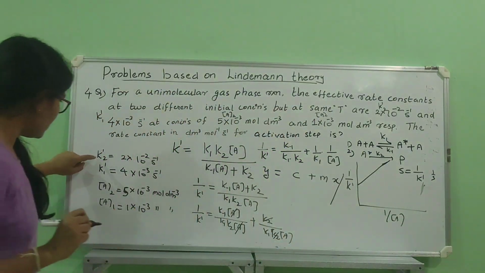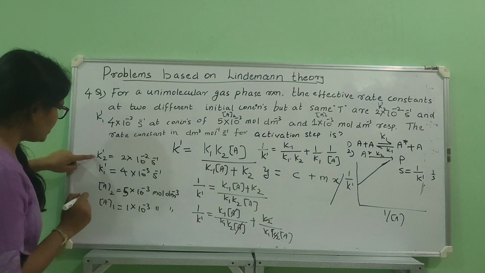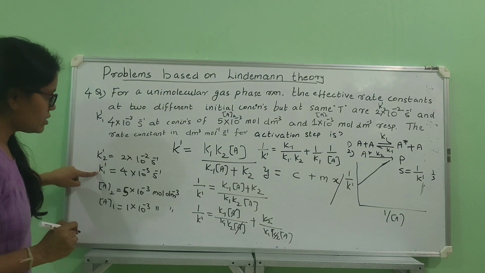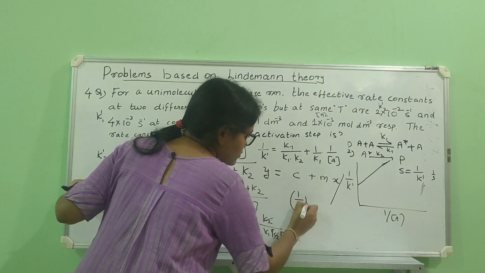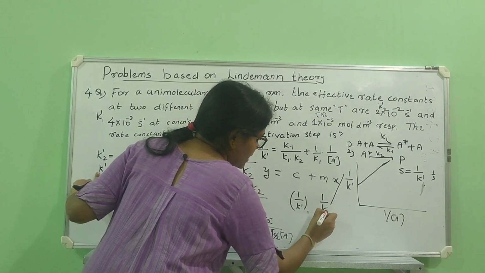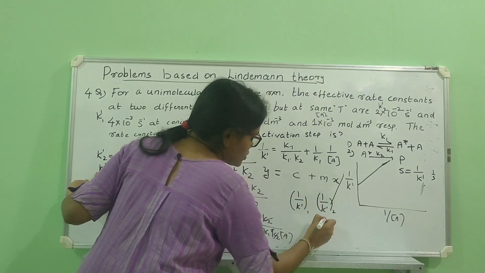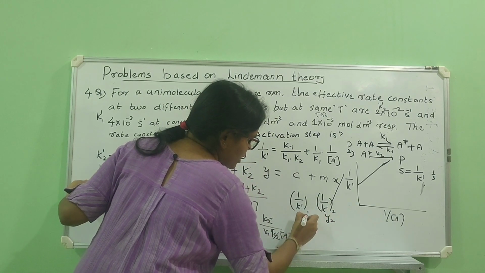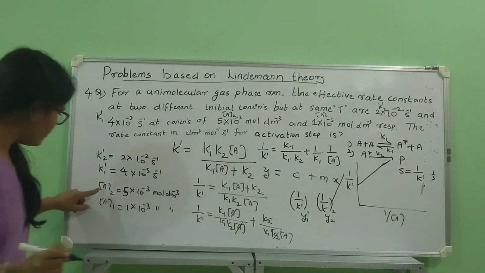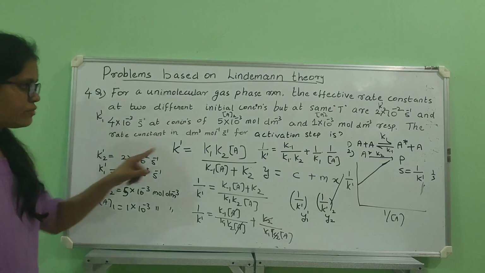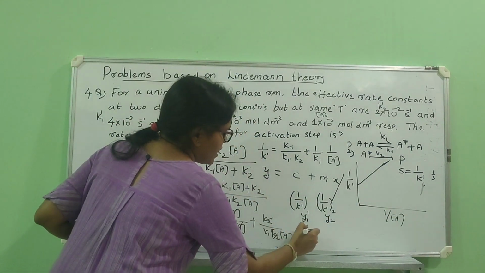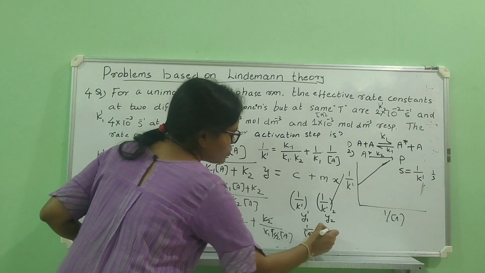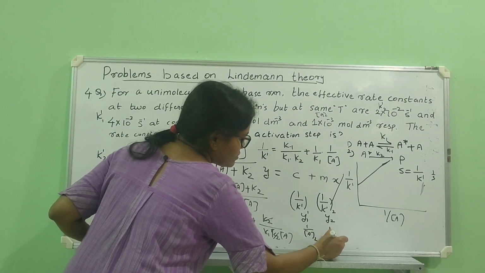So you are given k2 dash and k1 dash. From there, you can find 1 by k dash 1 and 1 by k dash 2. So this will be y2, this will be y1. And from a2 and a1, you can find 1 by a2 and 1 by a1.